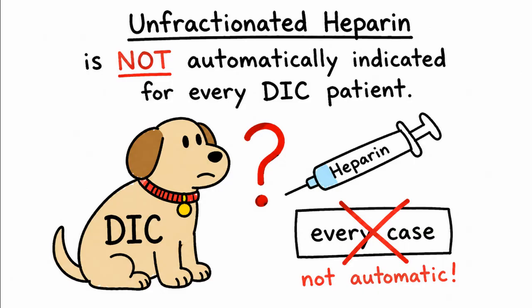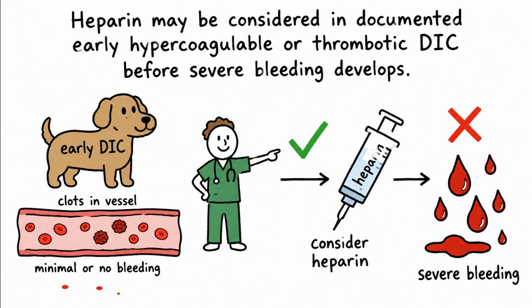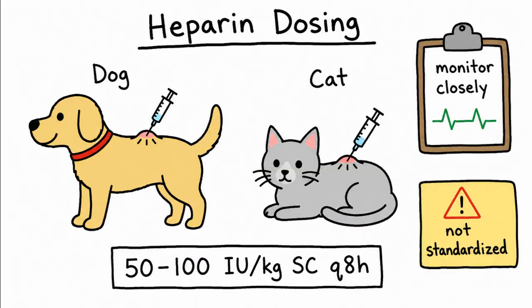Unfractionated heparin is not automatically indicated for every DIC patient. It may be considered in documented early hypercoagulable or thrombotic DIC before severe bleeding develops. A commonly proposed dose for dogs and cats is 50 to 100 international units per kilogram subcutaneously every 8 hours. But veterinary dosing is not fully standardized and should be adjusted through close clinical and coagulation monitoring.